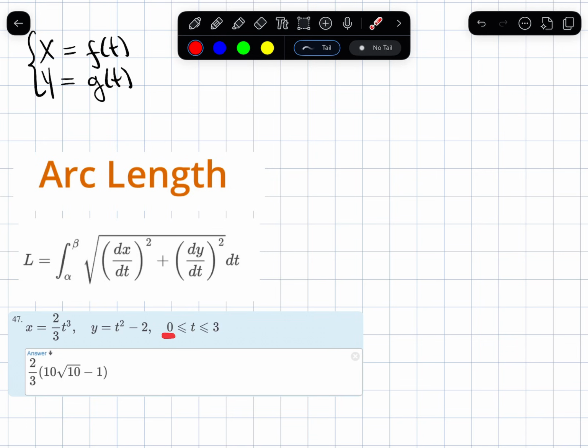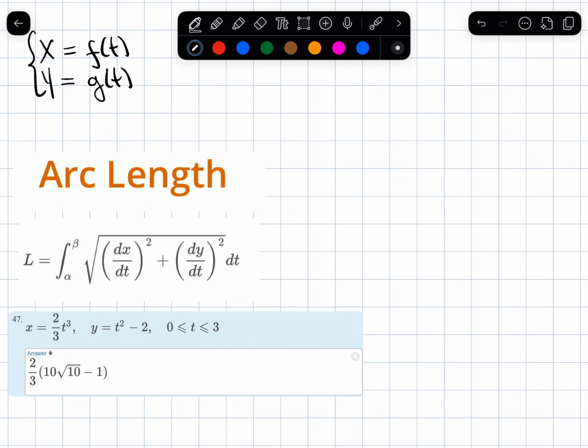Right here, you have this integral from 0 to 3 is what I'm going to do. And then just do the integral of dx/dt, or x prime, and dy/dt, or y prime. I'm going to explain the idea behind this formula for a second very quickly, and then I'll solve this example that's on the screen with you.